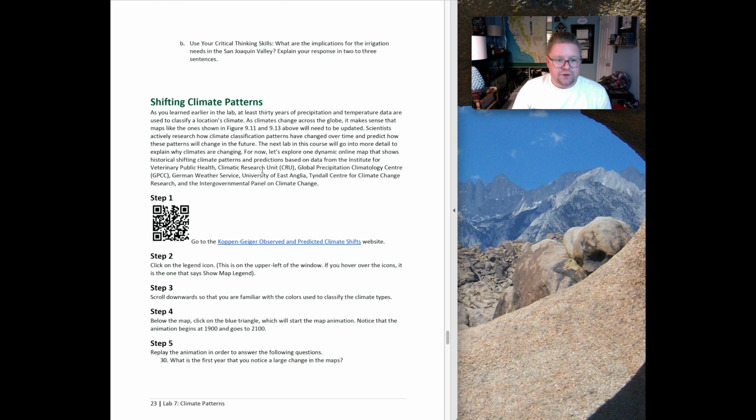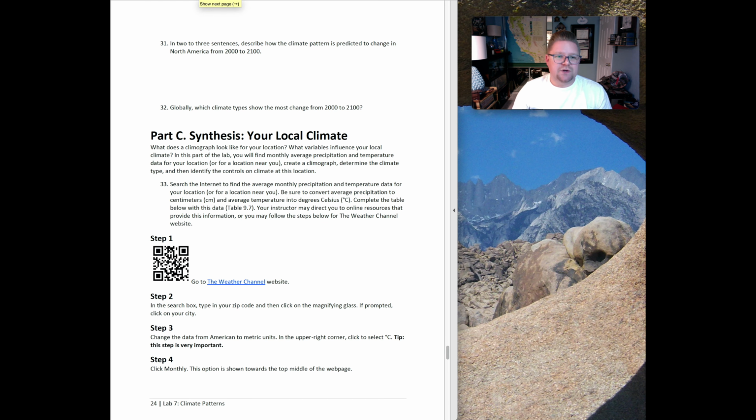So what we're going to do is a little bit of an activity. It says here, step 1, you're going to look at the Köppen-Geiger Observation and Predicted Climate Shift website. So you're either going to take a picture of that QR code or click the hyperlink, and you're going to follow these steps. Step 2, click on the legend icon. Step 3, scroll downwards so that you're familiar with how the different colors work and how to use this activity. So as you work through that, you'll get a couple questions.